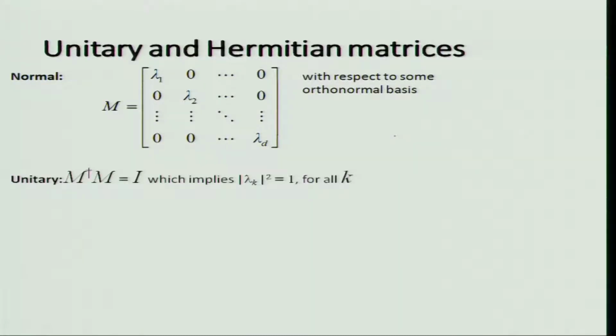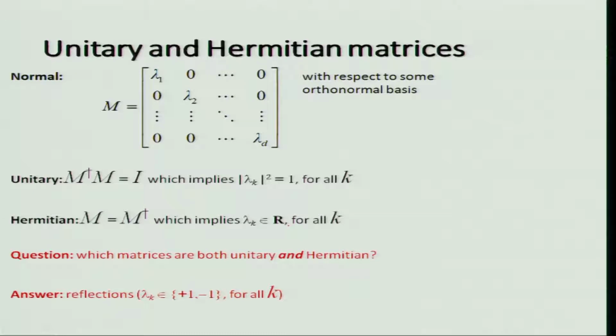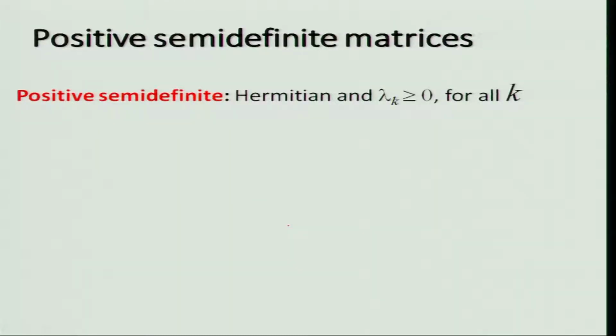For unitary and Hermitian matrices, we have normal matrices with respect to some orthonormal basis. If they are unitary, this implies that the magnitude squared of lambda k is equal to 1 for all k. If it is Hermitian, this implies that the diagonal elements are all real for all k. There are certain matrices which are both unitary and Hermitian, for example reflections, where the diagonal elements are essentially +1 and -1 for all k.